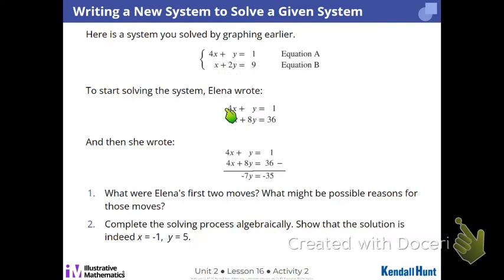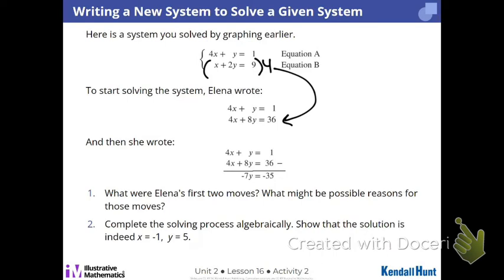Elena, to go from here to here, Bob, what'd she do? She multiplied everything by 4, right? Right there. And that became that equation right there. Emmett, then what'd she do? Well, she subtracted both of them. Yeah, she subtracted.